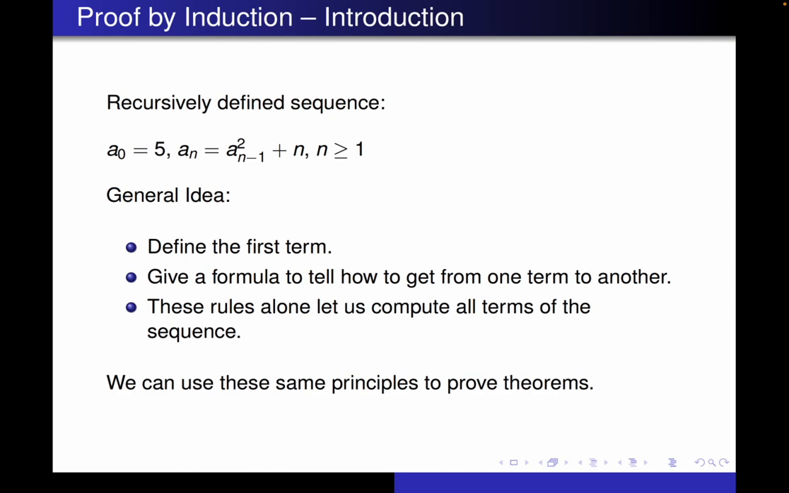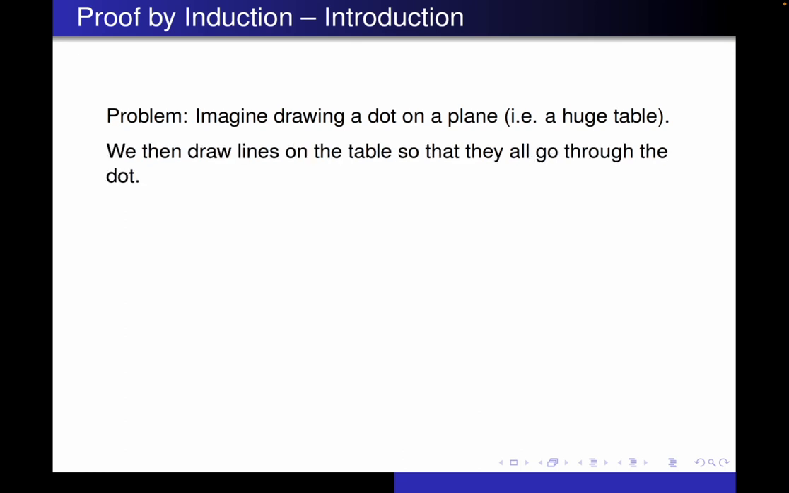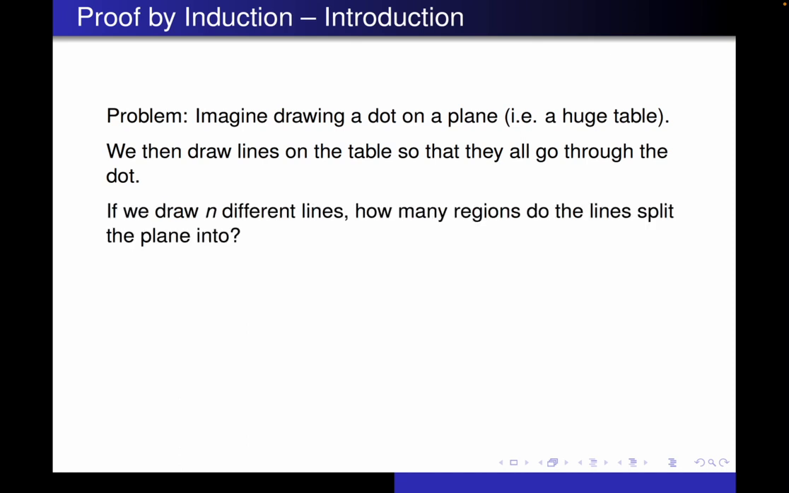We are actually going to use these same principles to prove theorems. So here's the problem that we're working on, and this is the first problem in the in-class activities that I asked you to look at before watching the video. Suppose you have a dot that is drawn on a huge plane, and you could think of that huge plane as a big table. Then we draw lines on the table so that they all go through that dot. The question is, if we draw n different lines, where n could be any natural number, how many regions do the lines split the plane into?